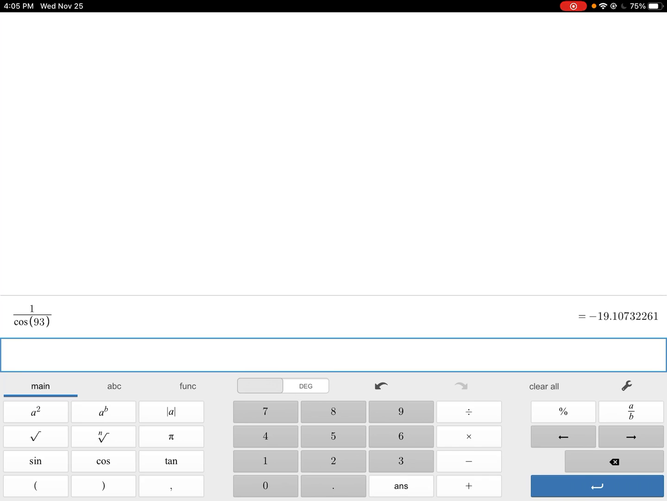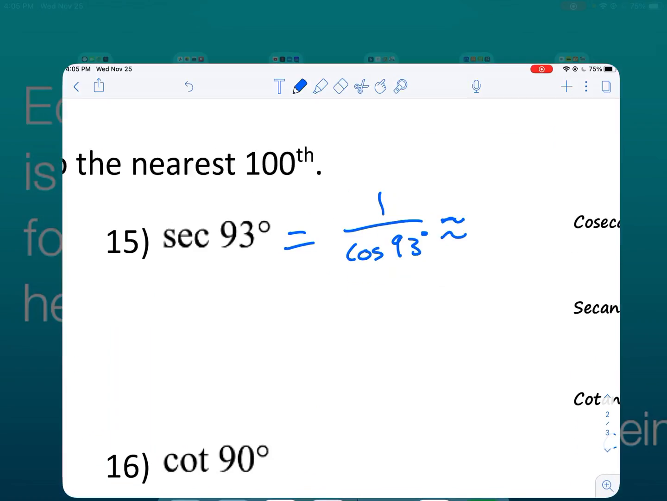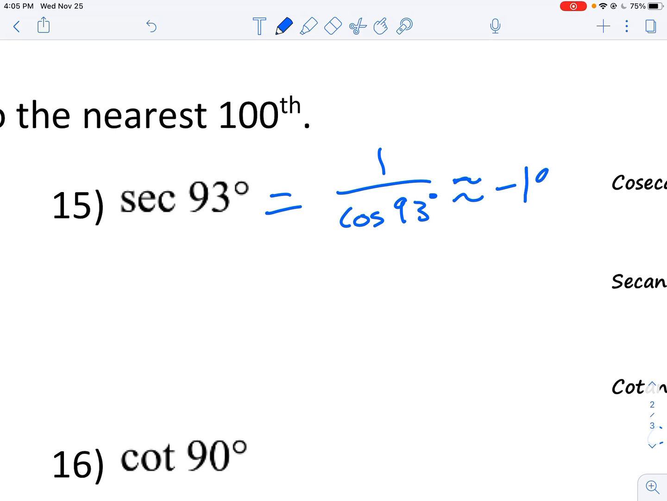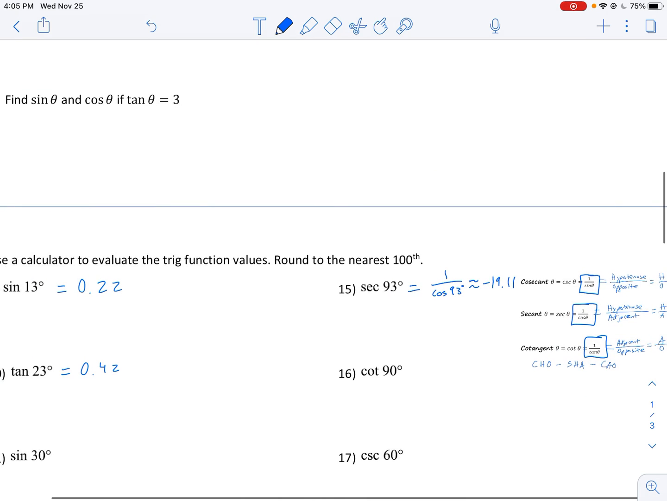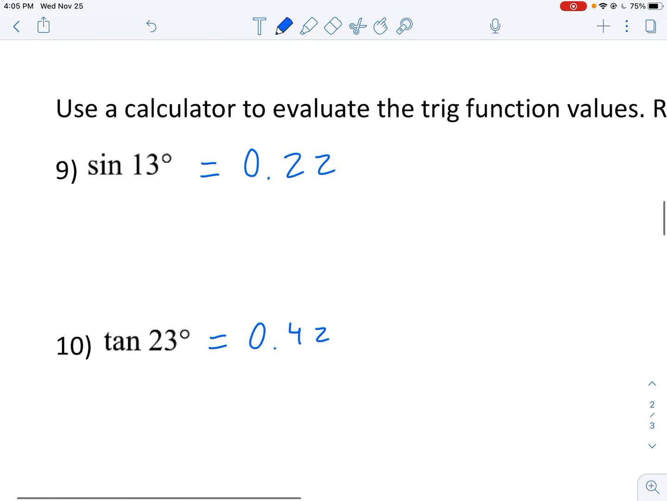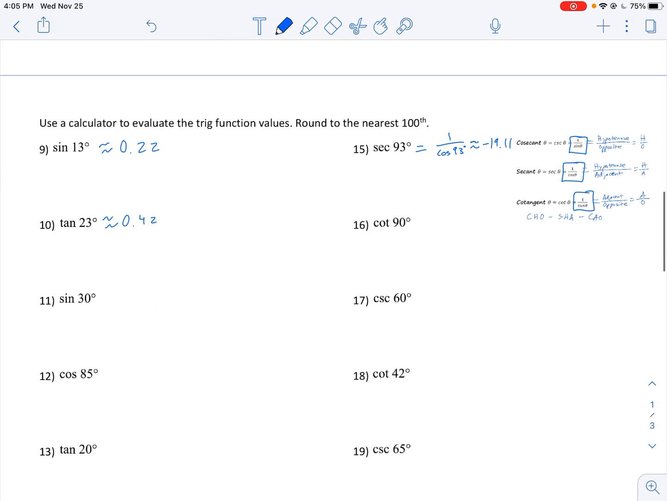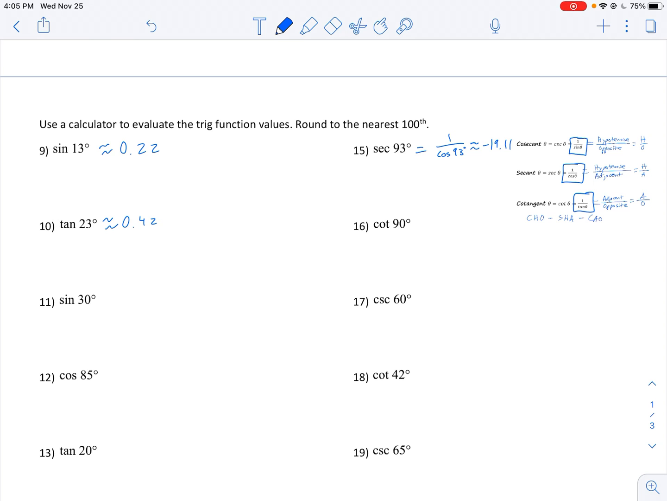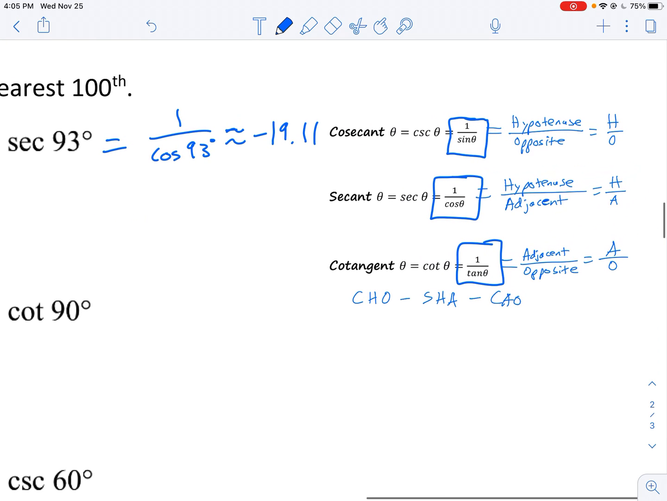You can push enter, and you'll see here on the right it has negative 19.107, which will round to negative 19.11. So I'll put that in, negative 19.11. Hooray, we got it figured out. And actually, over here on the left, I should have made them squiggles, because these are approximate values. We're rounding. But there you go. So that's how you do all of your right column stuff. You had to do 1 over sine or cosine or tangent. And there you go. You should be able to finish up now.